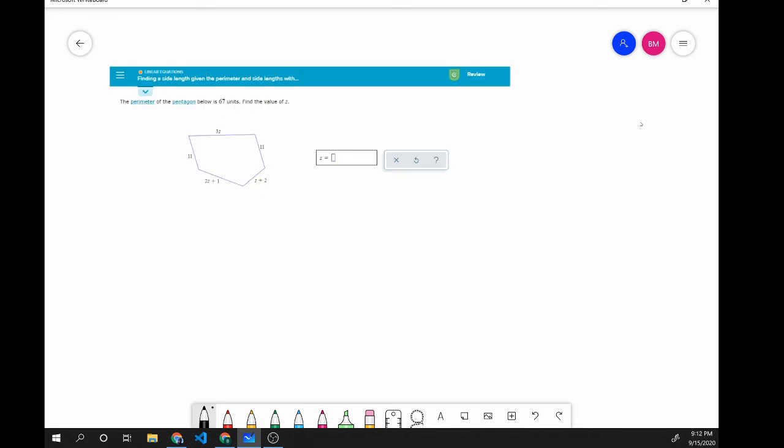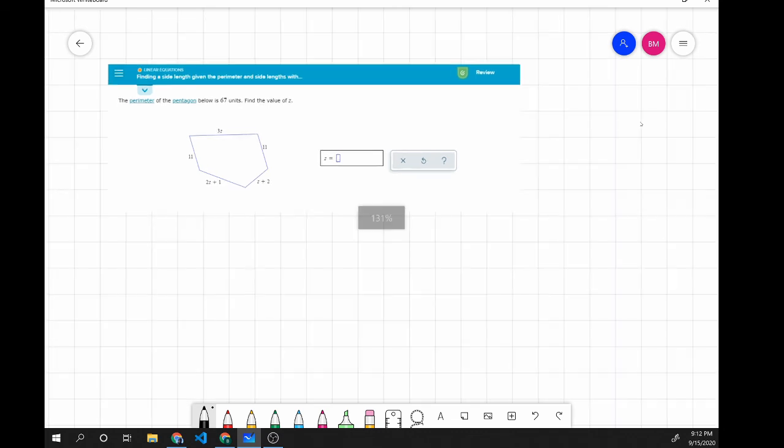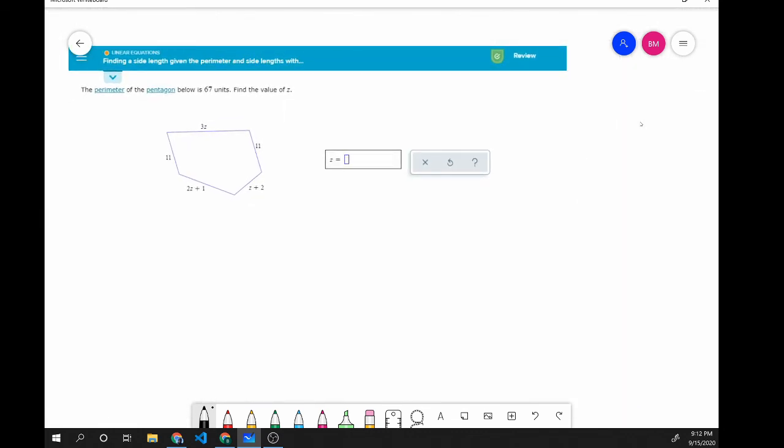This is again the second example of finding a side length given the perimeter and side lengths with variables. In this case, all the sides are given, so all we have to do is add up all of our sides. And in this case, our variable is z. So I'm going to say 3z plus 11 plus z plus 2 plus 2z, make that actually z, plus 1 plus 11 again is equal to, and our perimeter is up here, so 67.